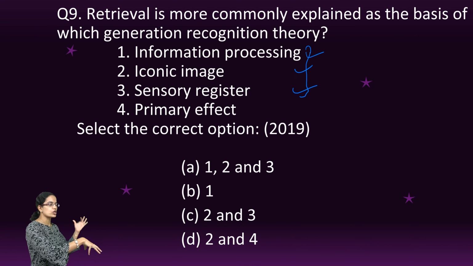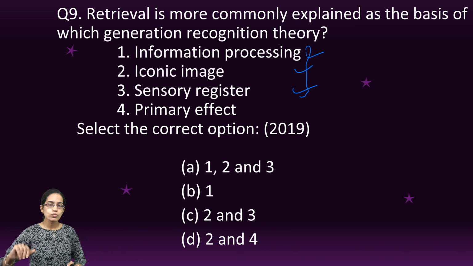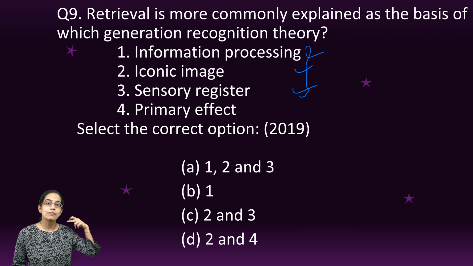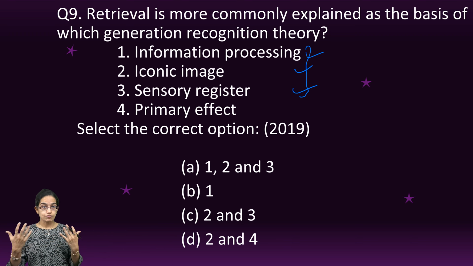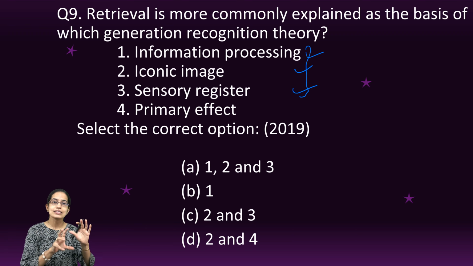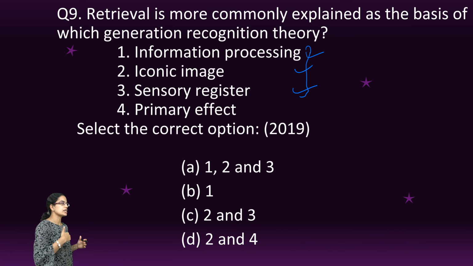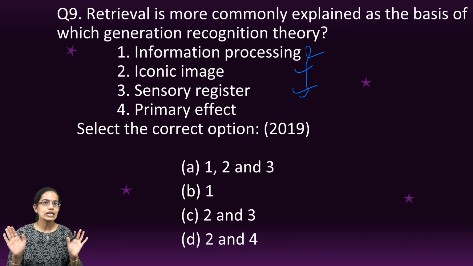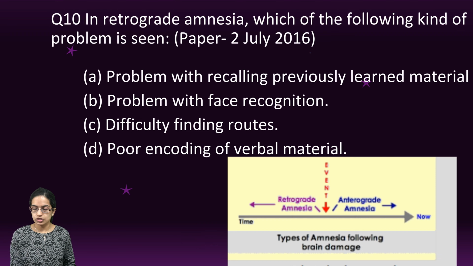Now retrieval is whatever is stored in my memory, I am trying to retrieve. So let's say I read this topic 2 months ago. Now this is the exam, I am appearing for the question paper. So what I am trying to do is recall what I had learned during that time, and this is based on information processing. Might be there was some sign, some symbol that is stored in my mind, so it's a kind of iconic memory. And then there is also a kind of sensory register which helps in the recognition retrieval process. Primary effect has no role in retrieval, basically when we focus on the generation recognition theory.